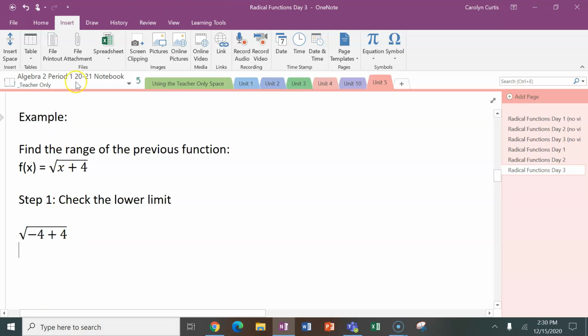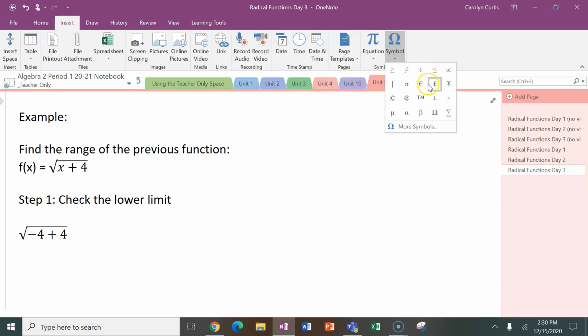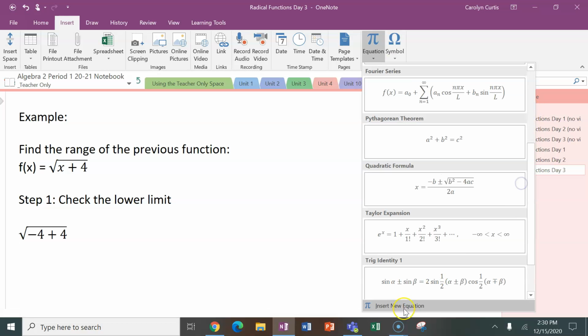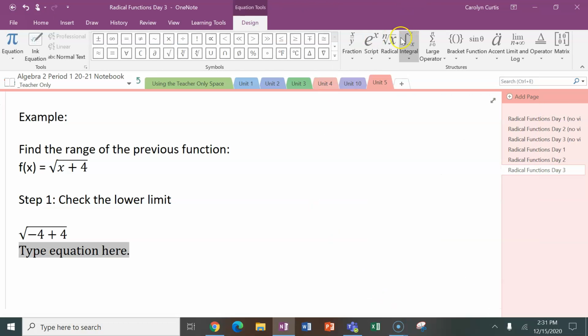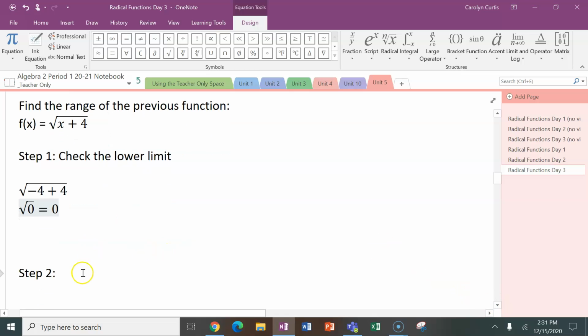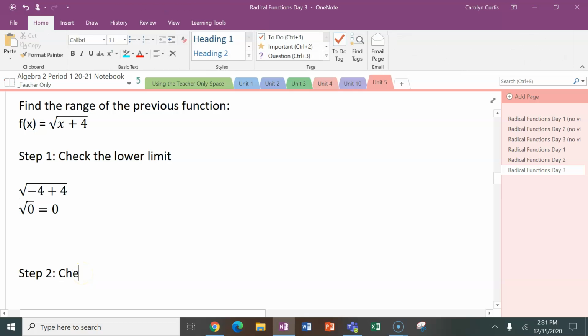So I'm going to have the square root of 0, which equals 0. So my lower limit for my range, or my y values, is 0. Step 2 is to check the upper limit.